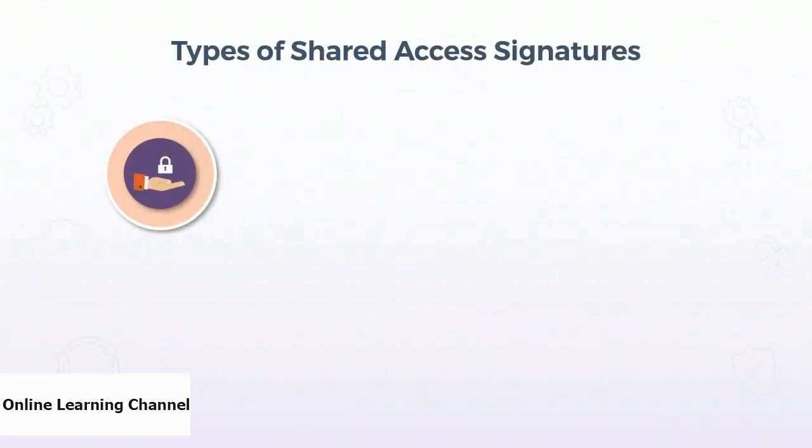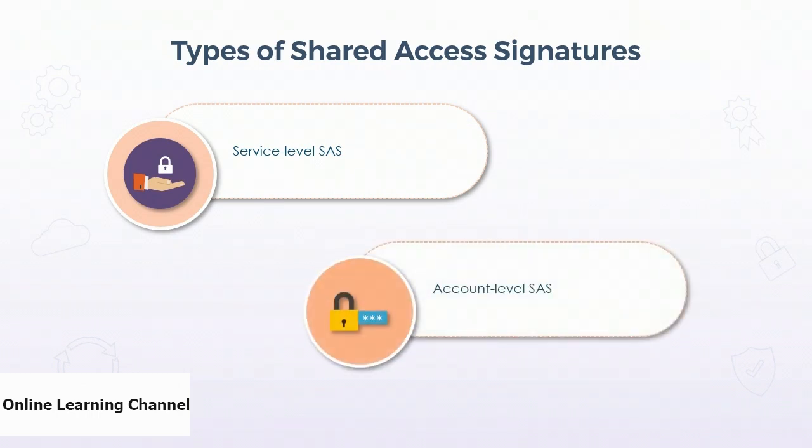Now, as powerful as SAS keys are, there's actually two different types. That gives you even more control. The first is a service-level SAS, and that's the SAS key that allows you to grant specific access to specific data services deployed in your storage account. But there's also an account-level SAS key, and that allows you to grant access to the entire storage account in much the same way that we do with storage account keys.